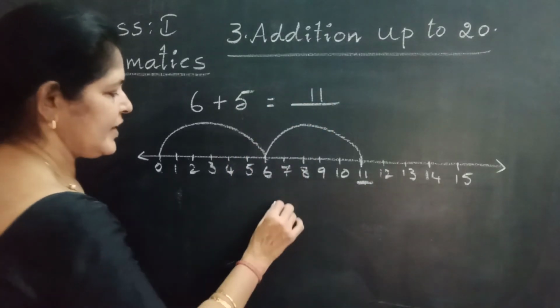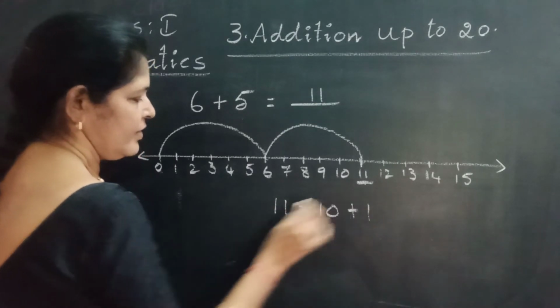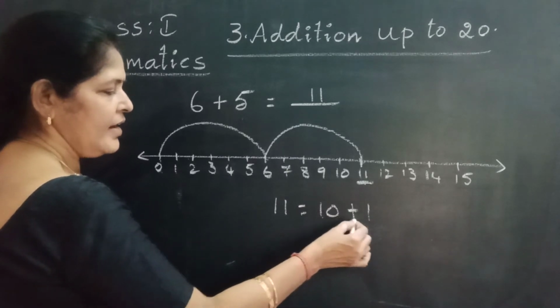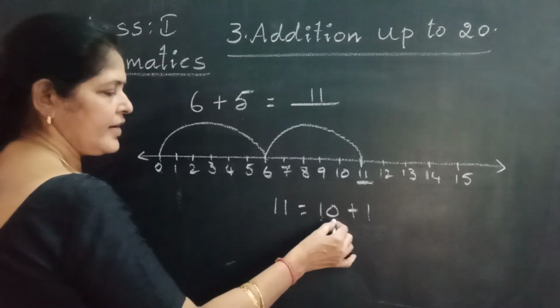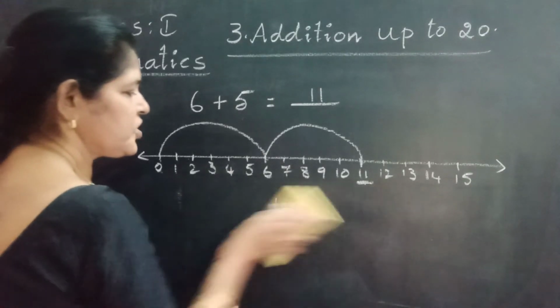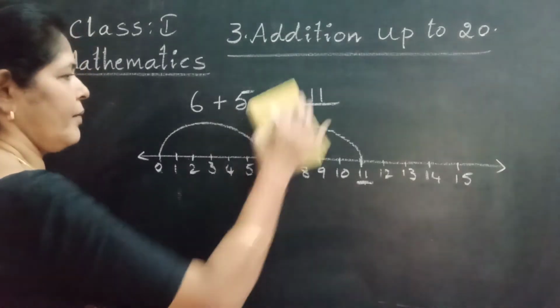11 is a 2-digit number. 11 means 10 plus 1. 1 ten and 1 one. This is addition on the number line.